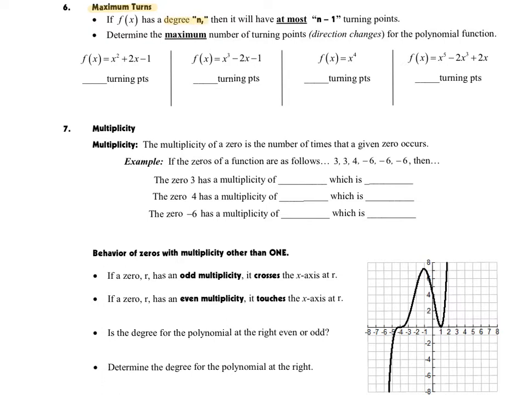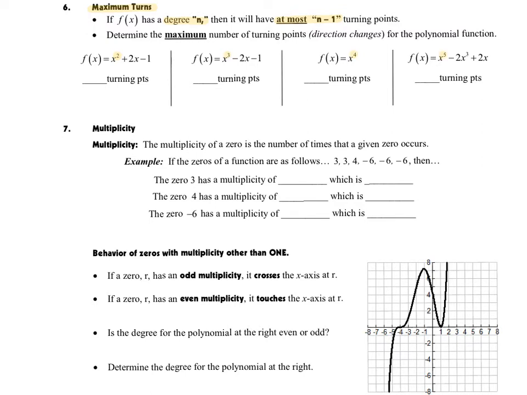If our degree is n, that will tell us the number of turns that our graph could potentially have. It will have at most the degree minus 1 number of turns. Now remember, that is at most. It doesn't mean that it has to have that many. So the first thing we can do is go through our 4 examples here and find those highest exponents so that we can find all of our degrees.